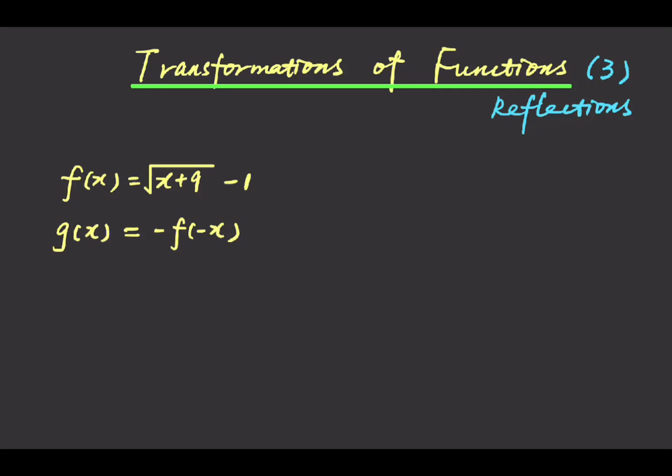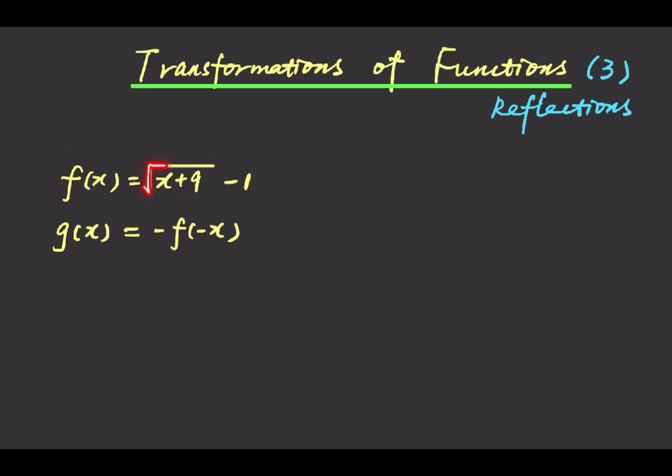If you want to figure out this function's graph from this function's graph, you need to analyze this question like this. The relationship between f(x) and g(x) is created by this equation. That is to say, g(x) equals negative f(negative x). So first we need to focus on this function.